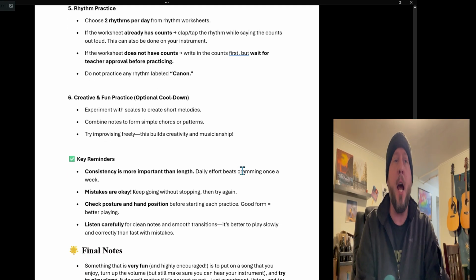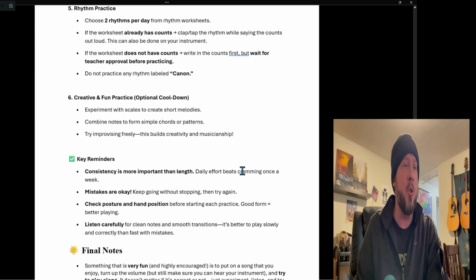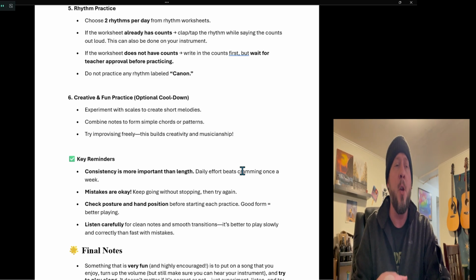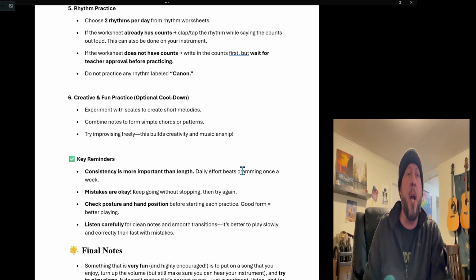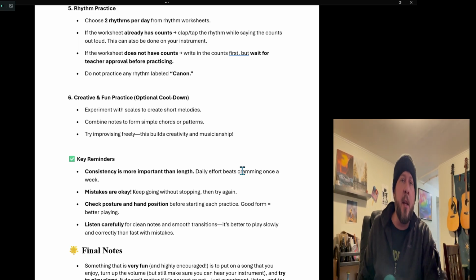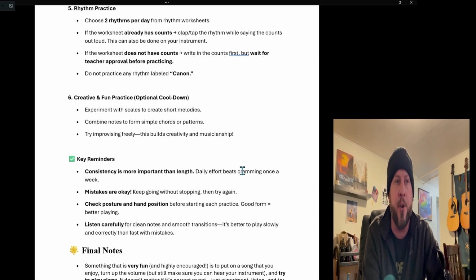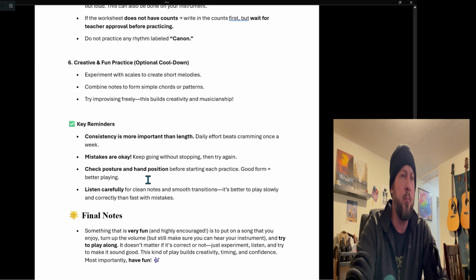All right, and then the very last thing on our daily practice routine is going to be a creative and fun practice. It's an optional cool down. So the scales that you've been playing, you're just going to try to create a short melody on those. And then of course, you're going to try to combine several notes, like 3 notes together, to form some simple chords or patterns, right? You can try improvising freely. This is going to build creativity and musicianship, right?